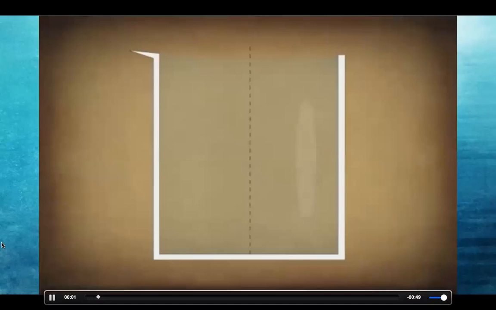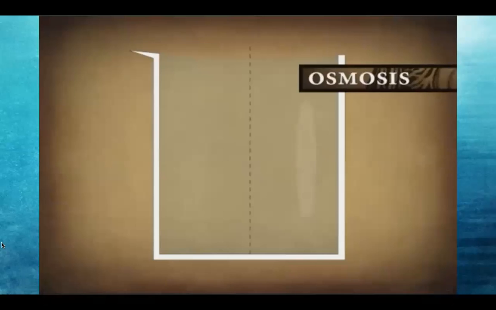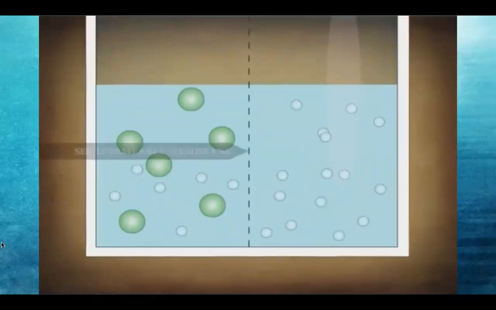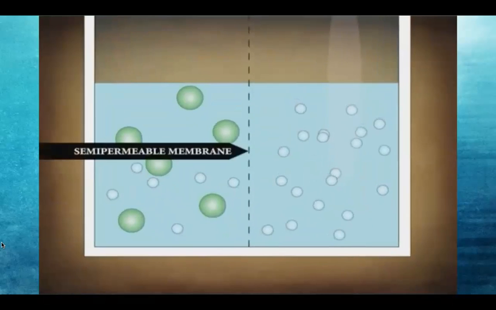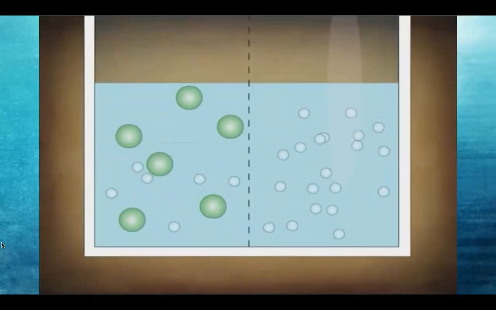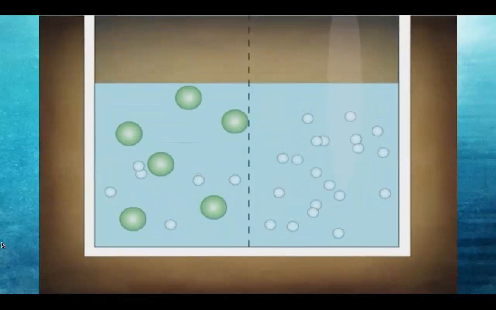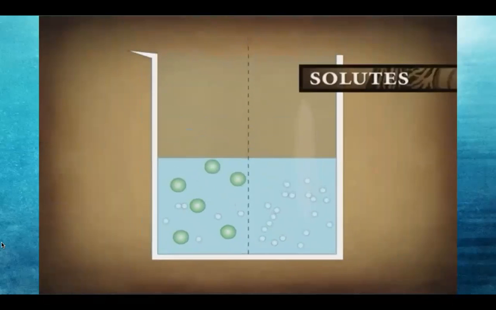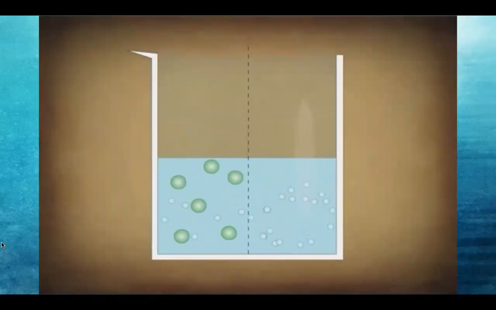Another type of diffusion is called osmosis. The left side of this beaker is filled with a salt solution, while the right side is pure water. A semi-permeable membrane separates the 2 compartments. It allows water molecules to pass through, but not salt molecules. In a solution, solutes, in this case the dissolved salt particles, take up space that water molecules would otherwise occupy. This results in a lower concentration of water molecules on the solute side.